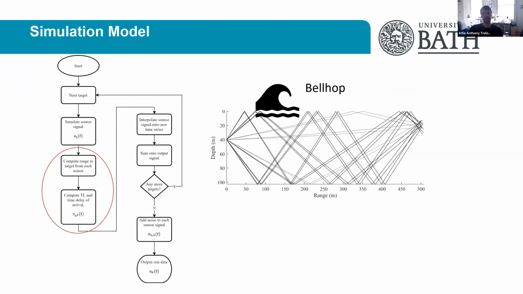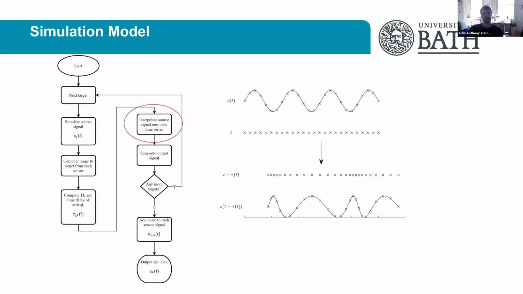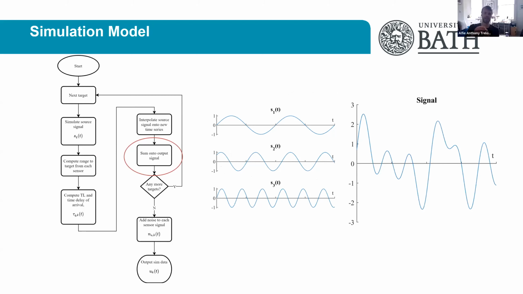And then I use the computed delays to delay the signal via interpolation, which efficiently captures the Doppler shift from moving arrays or sources. And then each of the generated signals for each of the targets, for each of the paths, can then be summed to generate a noiseless received signal at the hydrophone. So this is just illustrating summing some signals. Obviously, typically there'd be a lot more than that.